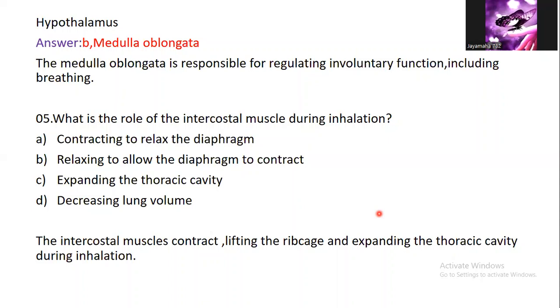What is the role of the intercostal muscles during inhalation? A. Contracting to relax the diaphragm. B. Relaxing to allow the diaphragm to contract. C. Expanding the thoracic cavity. D. Decreasing the lung volume. The correct answer is that the intercostal muscles contract, lifting the rib cage and expanding the thoracic cavity during inhalation.